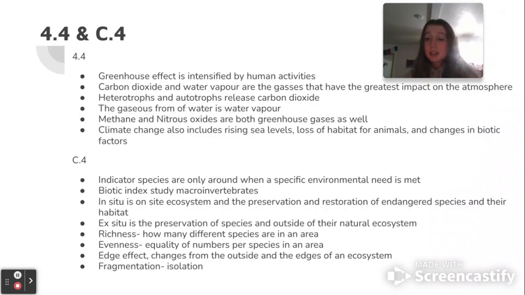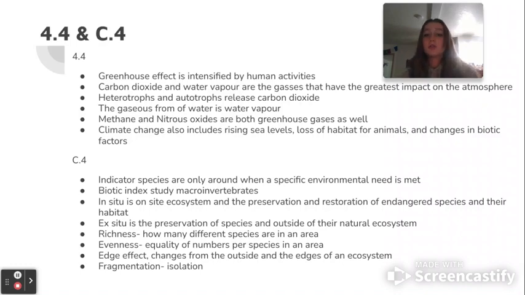The greenhouse effect is intensified by human activities, and that is what goes into our atmosphere to cause global warming. It creates holes in our ozone layer. Carbon dioxide and water vapor are the gases that have the greatest impact on the atmosphere. Heterotrophs and autotrophs release carbon dioxide, so even some of nature is contributing to global warming. The gas from water is water vapor. Methane and nitrous oxides are both greenhouse gases as well, and methane can come from animals, specifically cows.